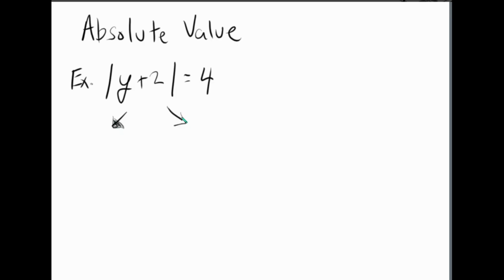I'm going to use some arrows here to represent the two different cases. So y plus 2 could possibly equal positive 4. That would be case 1. Or y plus 2 could equal negative 4. In order to solve this absolute value equation effectively, I need to solve both of these cases, because there are going to be two solutions that y could be.